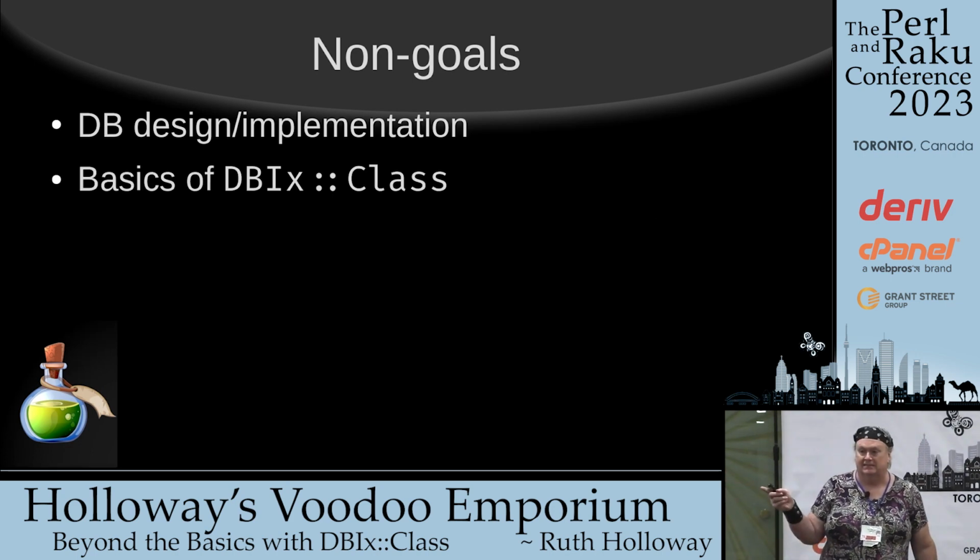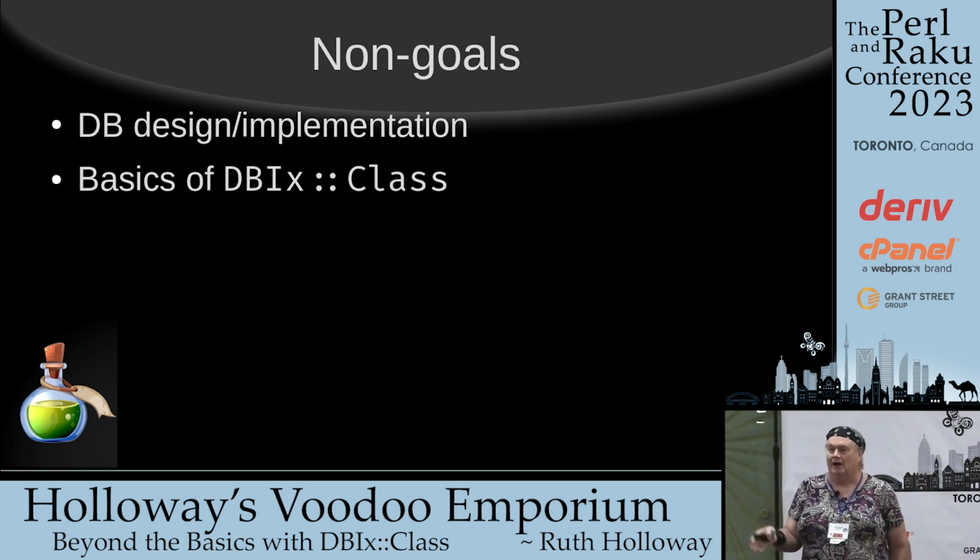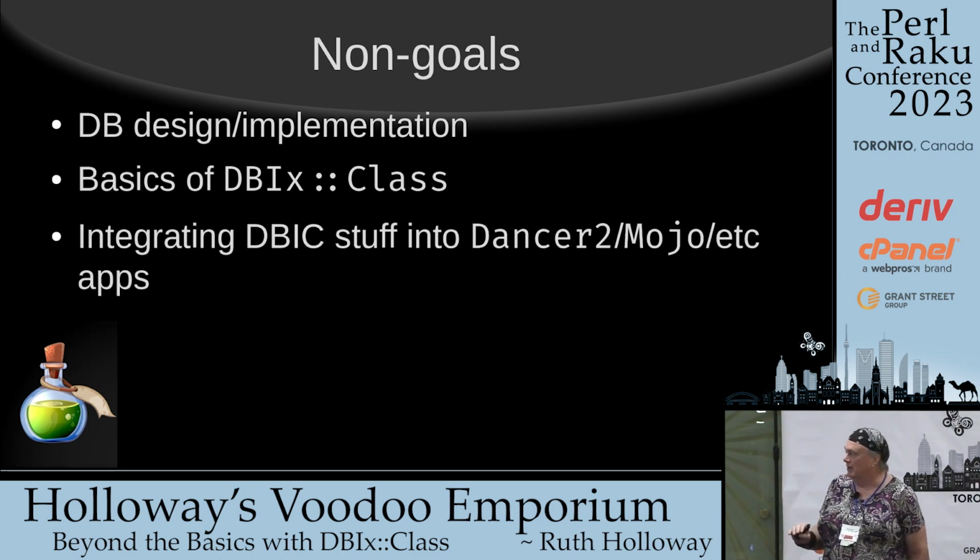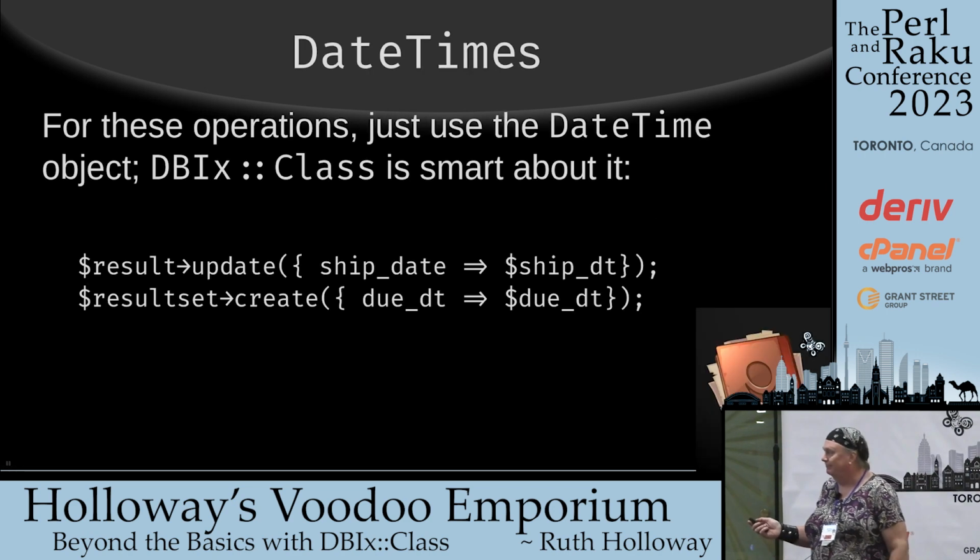The basics of DBIx::Class. I'm hoping you've at least seen what a basic search looks like. If you have not, look at MetaCPAN, the DBIx::Class manual, which has a slightly gentle introduction. Not as gentle as the introduction to Dancer, but a gentle-ish introduction to DBIx::Class. We're not going to talk about integrating DBIx work into Dancer, Mojo, or anything else. We're going to work straight from DBIx::Class. In Dancer2, there's a plugin for that. It makes it a lot easier. Turns a lot of these things into Dancer keywords so you can skip a step or two. That's the core of it.